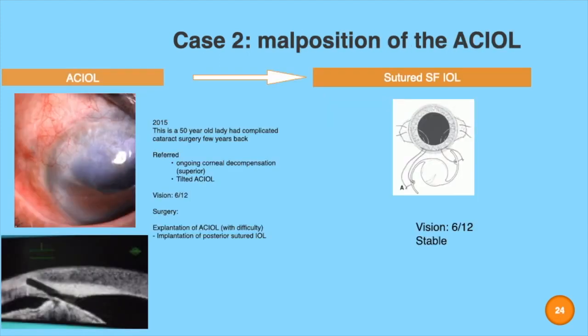This is another case of a 50-year-old lady who had complicated cataract operation few years back. On follow-up, she was noted to have superior corneal decompensation with a tilted ACIOL. Vision was still quite good. When we did the anterior segment OCT, we found that the ACIOL was entrapped between the limbal wound. Explantation was done and we implanted the sutured SFIOL. Vision was back to 6/12 few months after surgery.